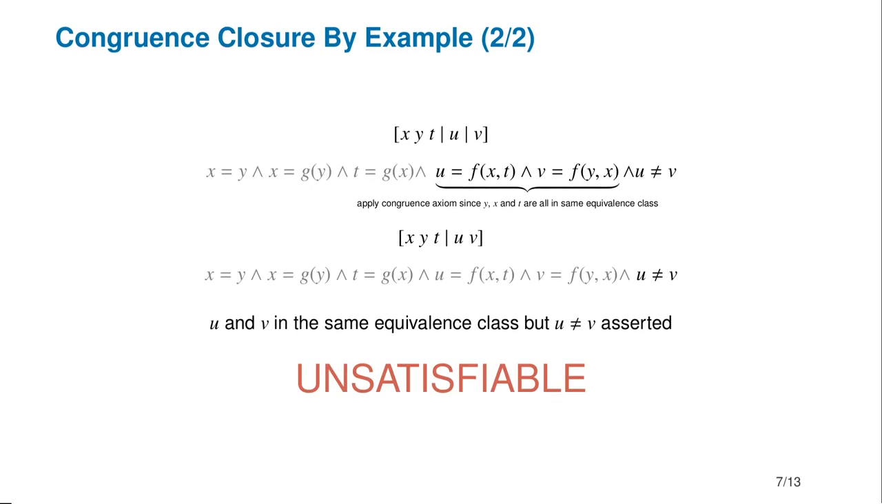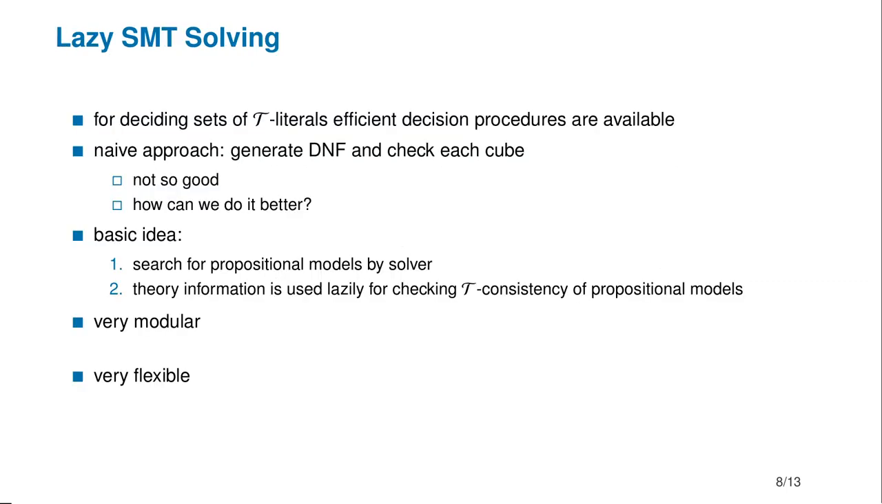So this was one example of reasoning on theories. There are a lot of algorithms for the different theories, for how to decide them. The point is, we are given a set of so-called theory literals, and we should decide if this set is consistent or not. And if we have such a solver for reasoning on theories, we can then build a full SMT solver.